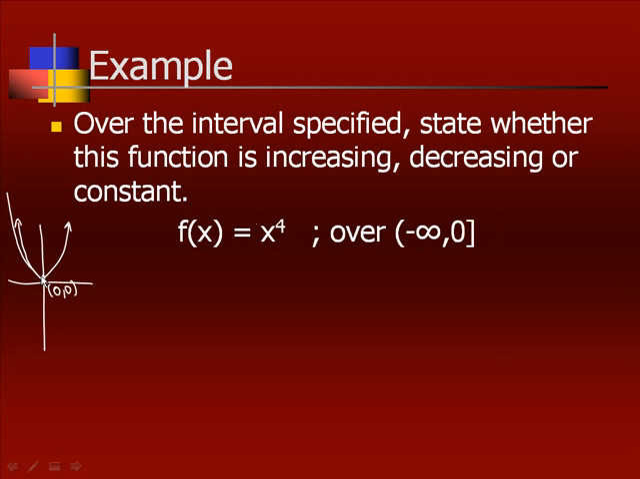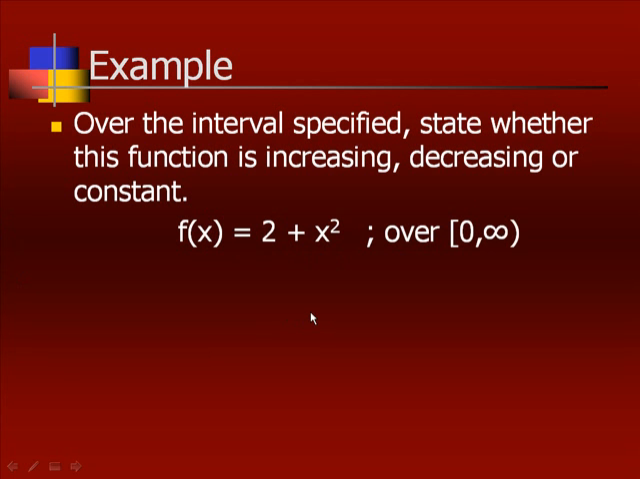So we say that it is decreasing from negative infinity up to 0. And then it starts back up. So we say that it is increasing starting where x is 0 all the way to infinity. Is it ever constant? No, there's no place on that graph where it actually is a horizontal line.